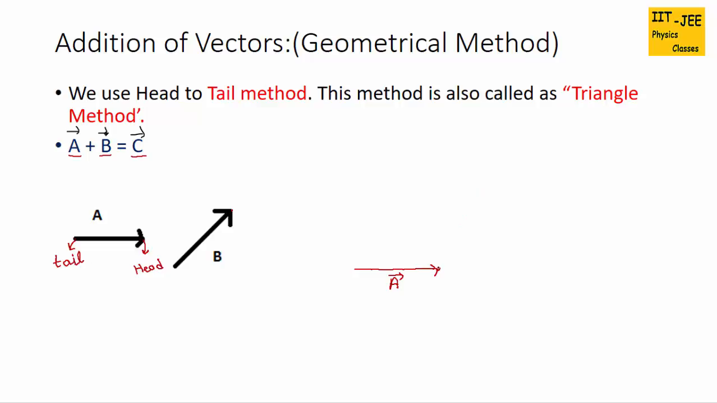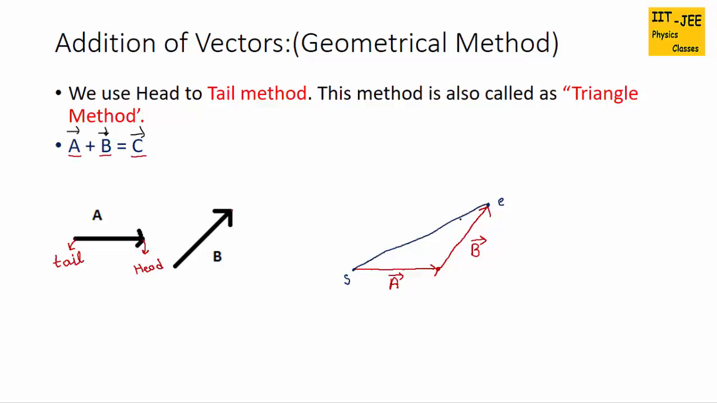So from this point we have to draw vector B. So draw a parallel vector of B of the same length and same direction like this. So now we have A plus B. Here is our start point and this is our end point. We will join start and end points to find the resultant. Just join them with a straight line.